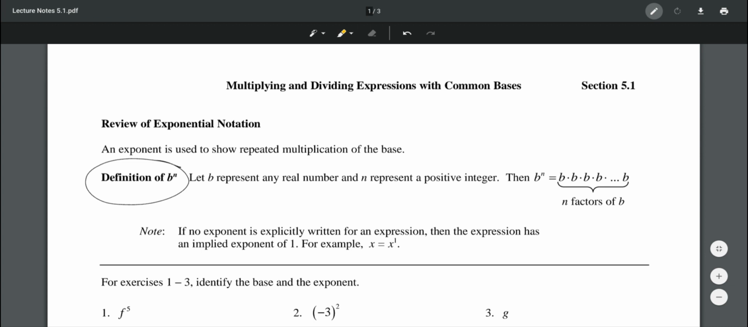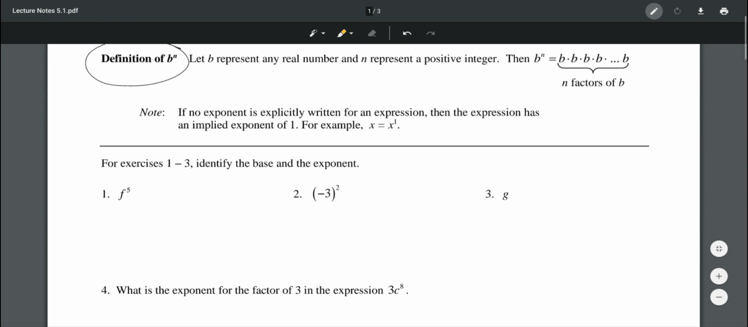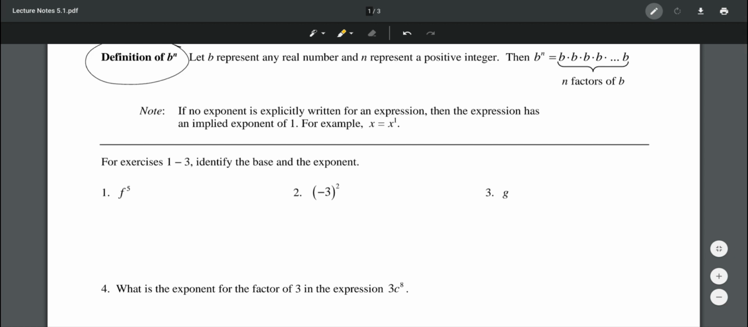So that means b to the n power. The base b gets multiplied out as many times as you need to match the exponent. Also, you need to remember that when you do not see a visible exponent, it is implied that the exponent is 1. And here's your example. If you just see x, the exponent is understood to be a 1.